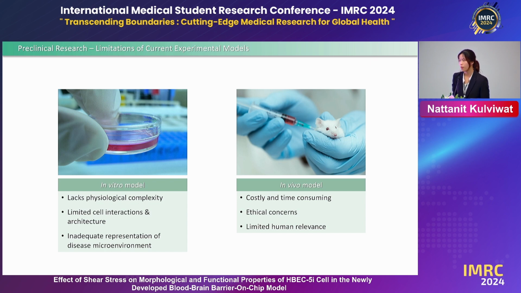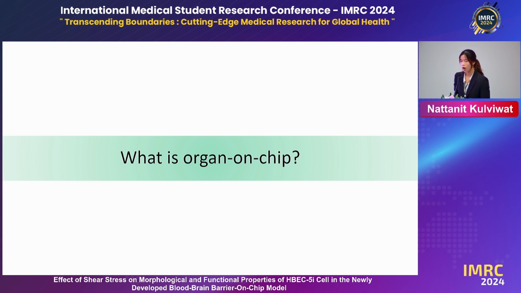However, there are several limitations of the current experimental models. For example, in vitro models rely on cell culture processes in 2D. So they lack physiological complexity and are inadequate to represent the disease microenvironment, compared to in vivo models, which have more complexity. However, due to variation from species to species, they have limited human relevance. So the organ on chip was developed based on those limitations.